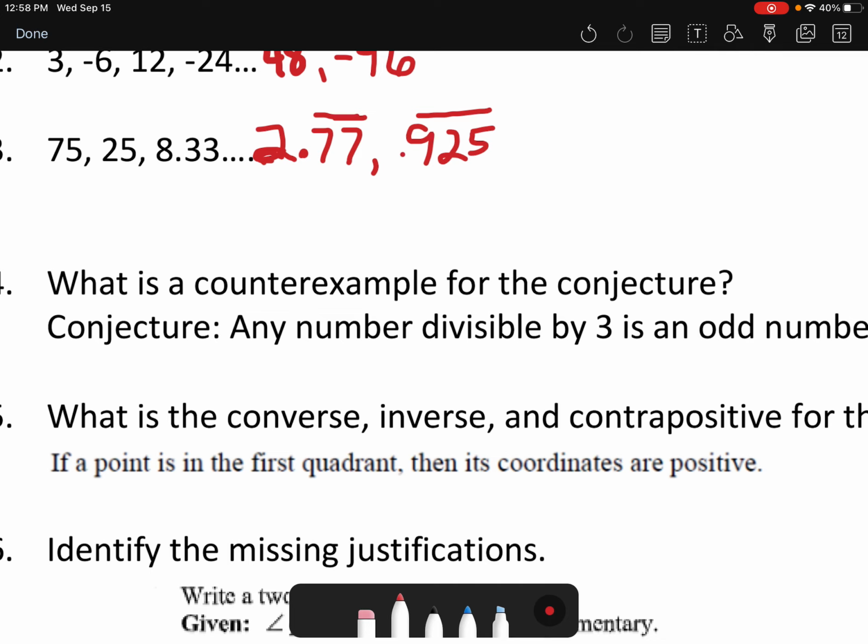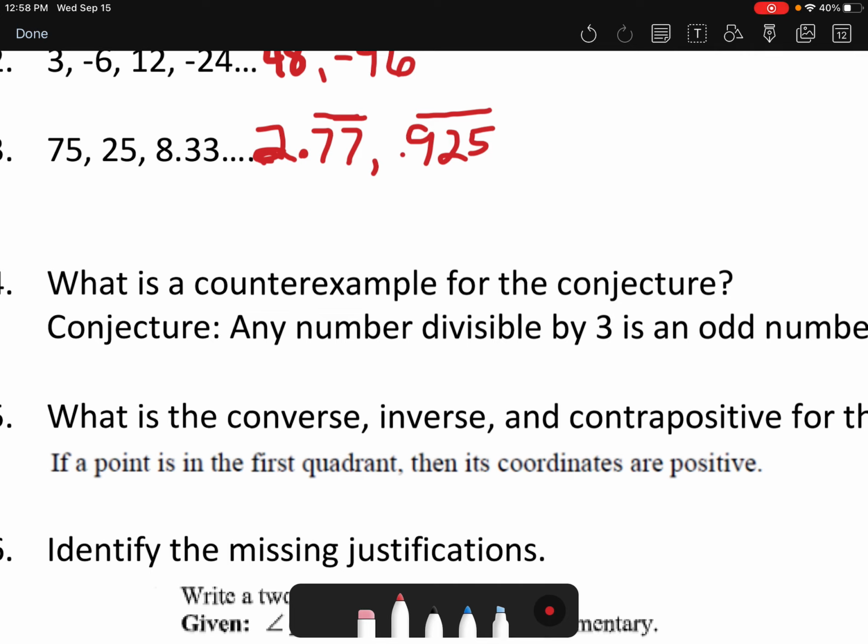So if I put forth the statement and I said, if you are a girl, then you have long hair. Well, you could disprove that statement pretty easily by showing me a girl who doesn't have long hair. That girl would be a counterexample that disproves that statement. So when we have this statement, any number divisible by 3 is an odd number, if we're trying to disprove that statement, all we need is a number that is divisible by 3, but it's not an odd number. That's a counterexample that would show that statement is wrong.